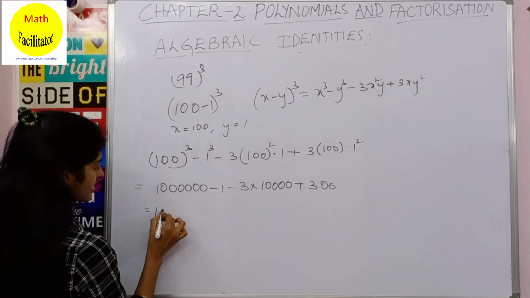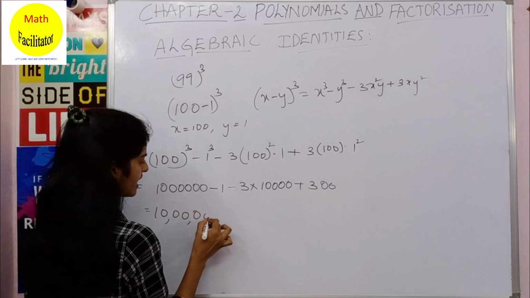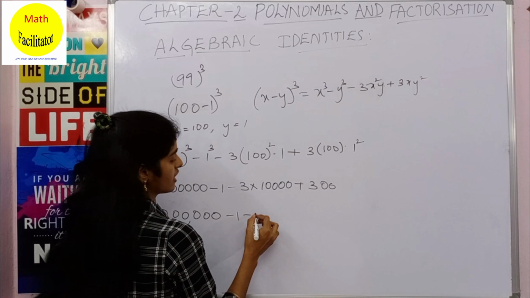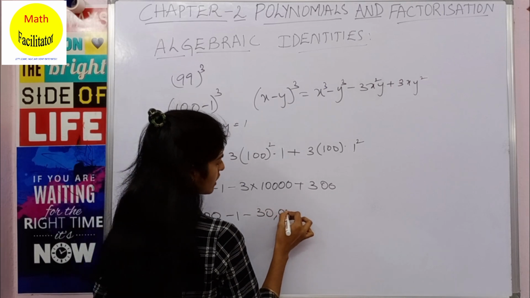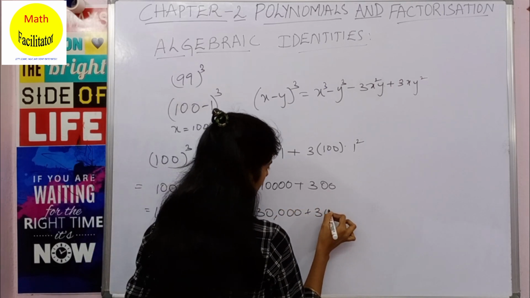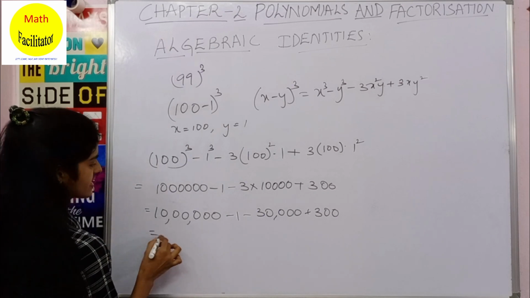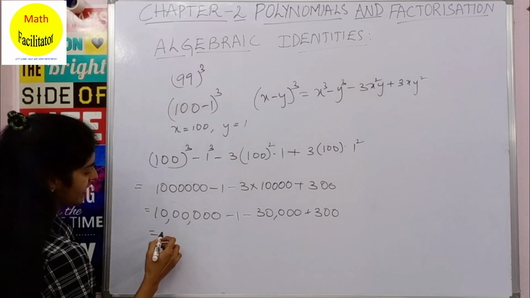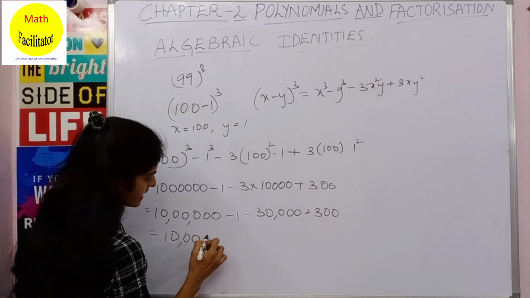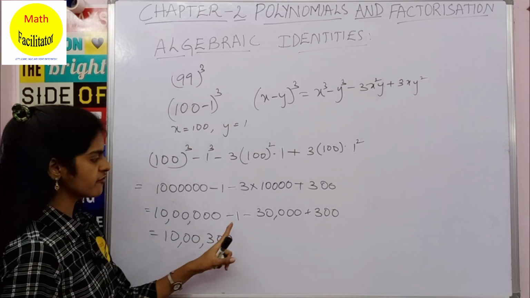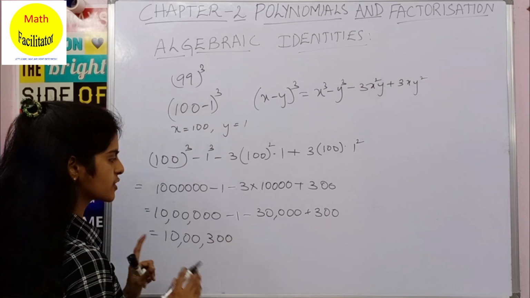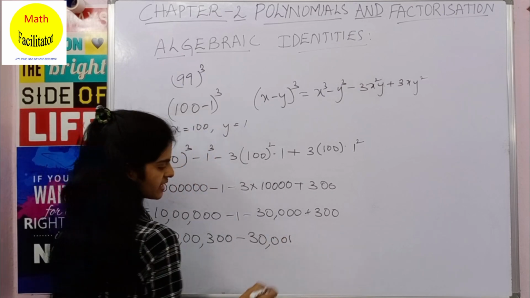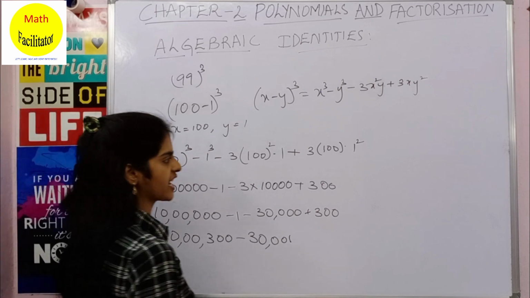So this is nothing but 10 lakh, and you have minus 1. 3 into 10,000 is minus 30,000, plus 300 you have. Now 10 lakh and 300 are plus, so we'll add them. So it is 10 lakh 300. And you have minus 1 and minus 30,000, so adding both you have minus 30,001. Clear? Now it is just subtraction.